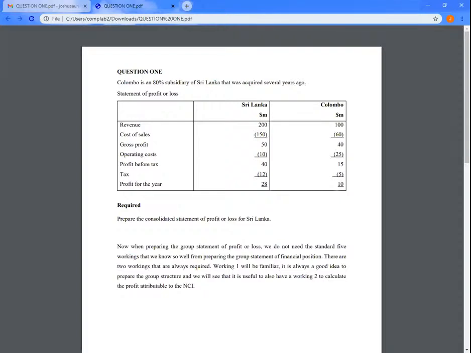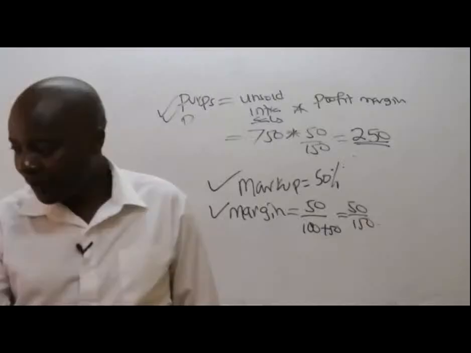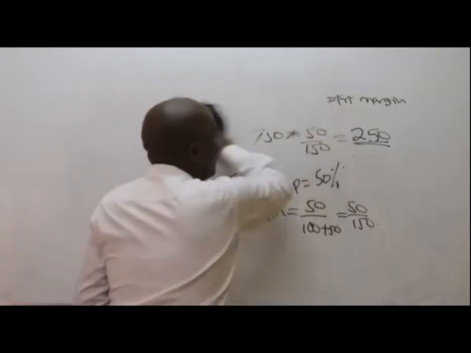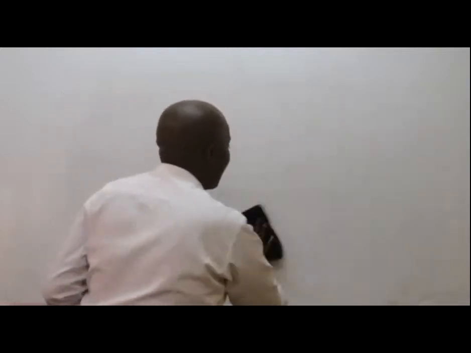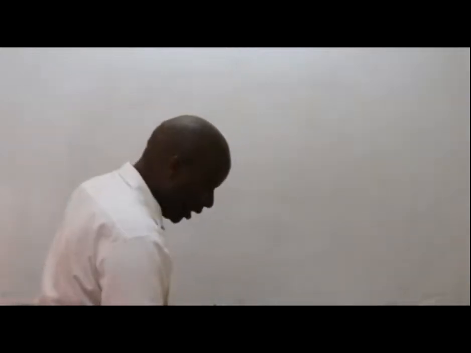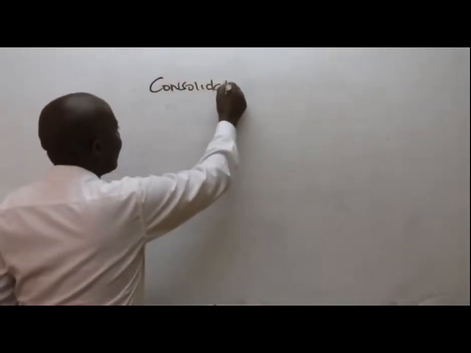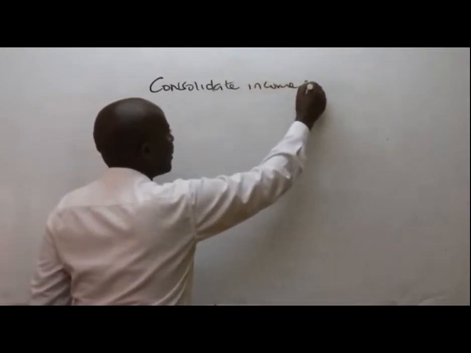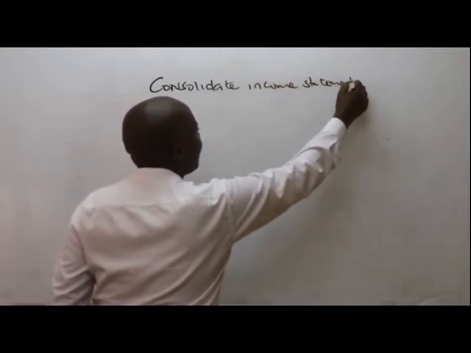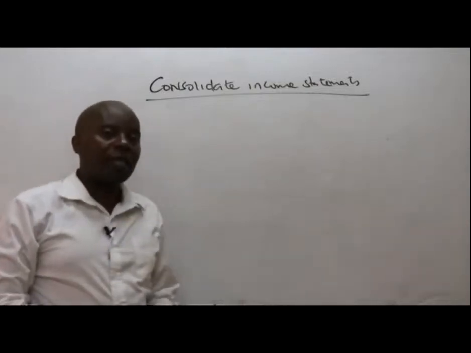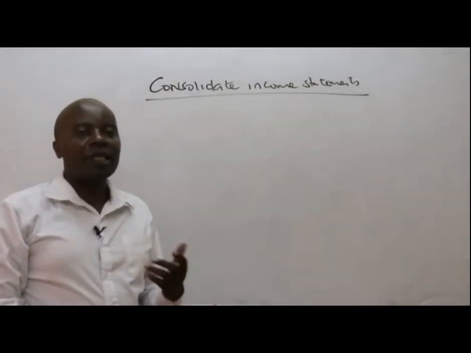So for us to be able to know how to prepare consolidated income statements, I would want you to write up there a title, Consolidated Income Statements, or consolidated profit and loss accounts, profit and loss statements.